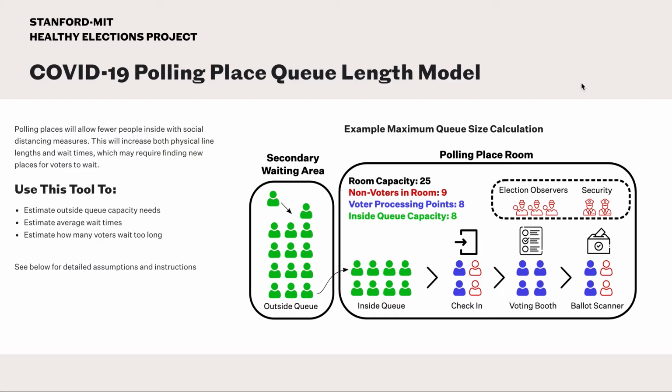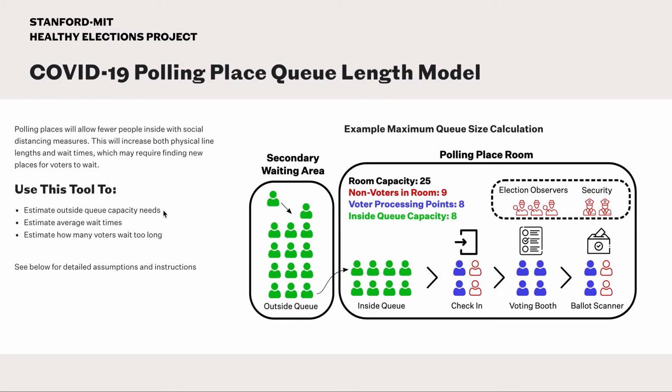This tool answers a specific set of questions that we see here on the left. We can use this tool to estimate the outside queue capacity needs. We can estimate average wait times and estimate how many voters will wait too long. To start, let's walk through the picture on the right.